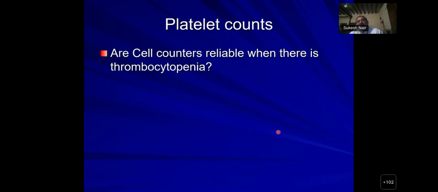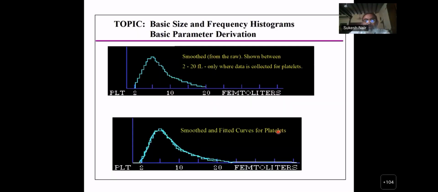So the issue is, our cell count is reliable when there is thrombocytopenia. We know that impedance platelet count is the most default platelet count in most of the cell counters. We must realize that it is done in the red cell chamber, and when the histogram is created based on the impedance, that is size, you can see the distribution is fairly more of the platelets are less than 10 femtoliters.